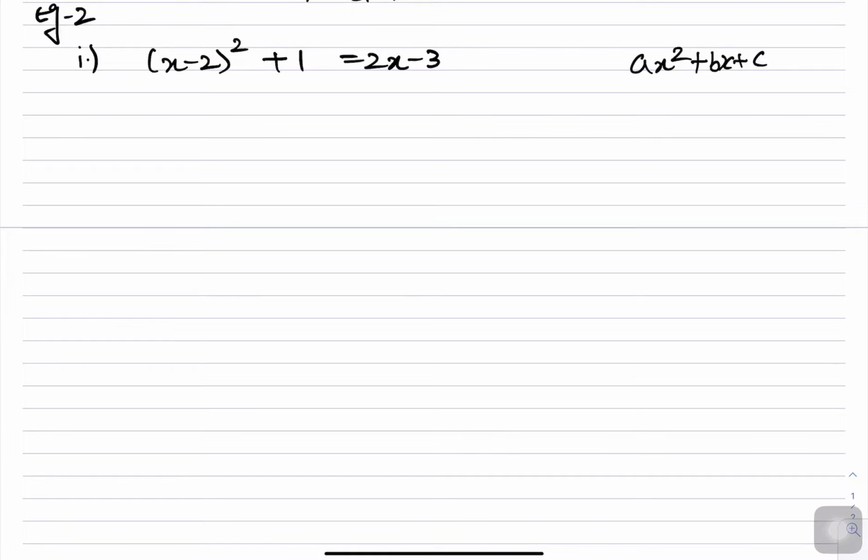Now, a minus b raised to the power 2, hopefully since you are in 10th standard, you must be aware of the formula.